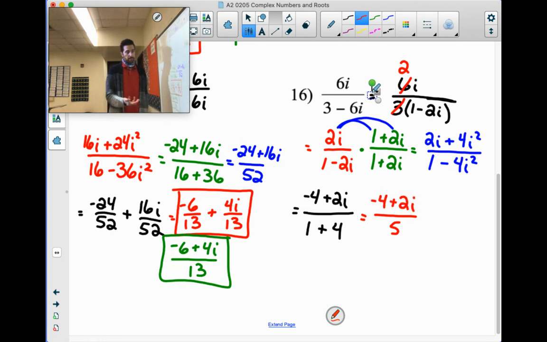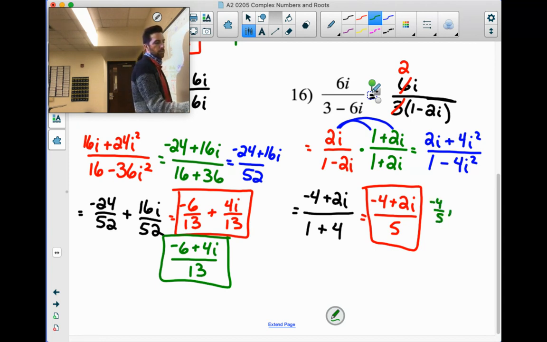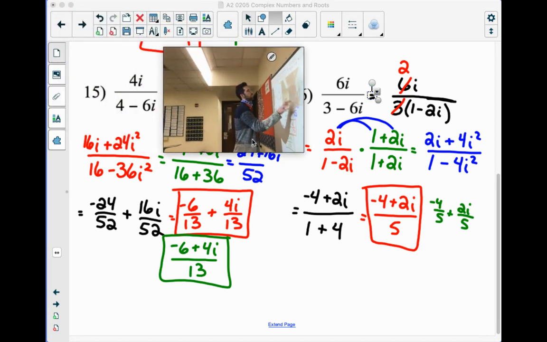So that would be it, because negative 4 over 5 you can't simplify, and 2i over 5 you can't simplify. So it can be written like this. That's perfect. Or if you want to think of it as 2 separate fractions, negative 4 fifths plus 2i over 5, that's fine too. But if they do have the same denominator, let's go ahead and just mush them together, okay? So let me scooch this over.